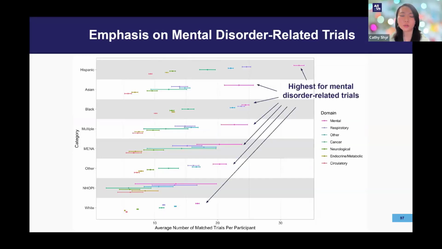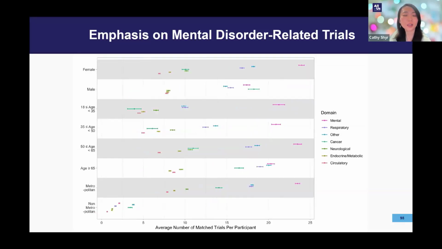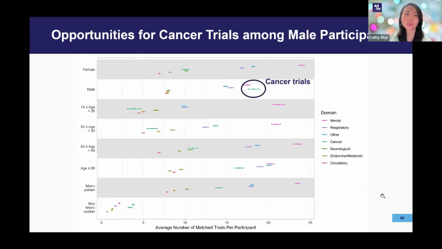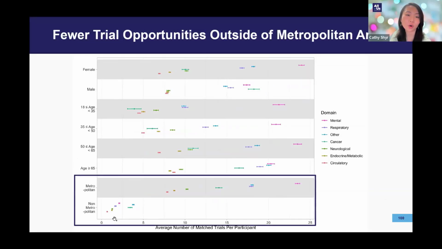One thing we can really look at from this 30,000-foot snapshot was the emphasis on mental disorder related trials, which you can see from this swimmer's plot. Another highlight that I want to point out is that we saw different opportunities across the different demographic groups. For example, cancer trials were a great opportunity among male participants. Conversely, we saw that there were a lot fewer trial opportunities outside of metropolitan areas, which could represent a potential barrier.